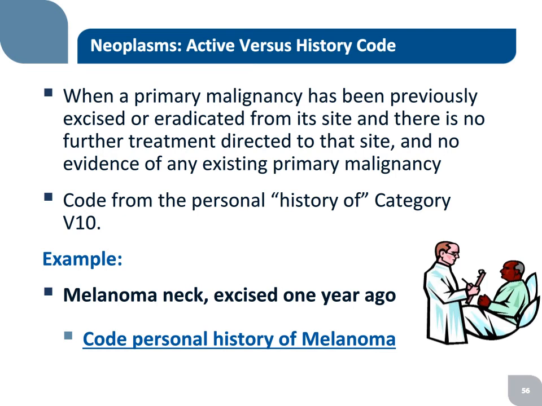The guidelines state when a primary malignancy has been eradicated or removed from its site and there's no further treatment to that site, we can no longer code the active cancer. That's immediately come back post-op. That's a V code for history of breast cancer. But if that same patient has breast cancer, has it removed, and now we put them on chemo, radiation, or antineoplastic treatment, we can code it as an active cancer until the treatment stops.